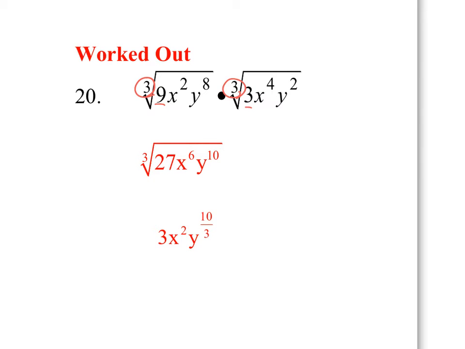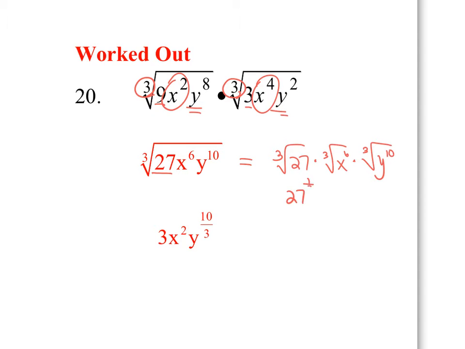9 times 3, 27. X to the 2nd times x to the 4th is x to the 6th. Y to the 8th times y to the 2nd is y to the 10th. And then at that point, you can do the cube root of 27 because this is the same thing as this, and this. Or you can even write it as 27 to the 1/3, x to the 6/3, y to the 10/3.